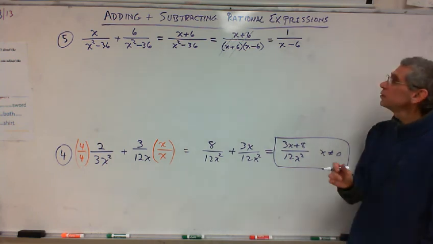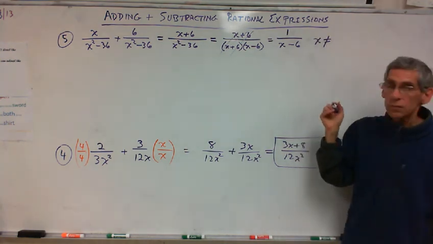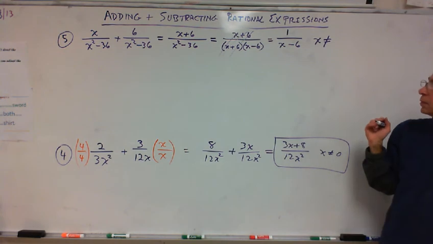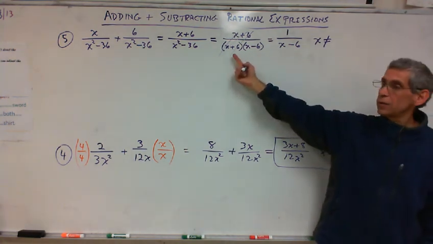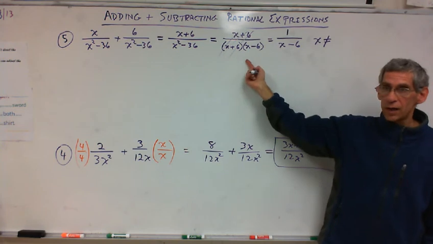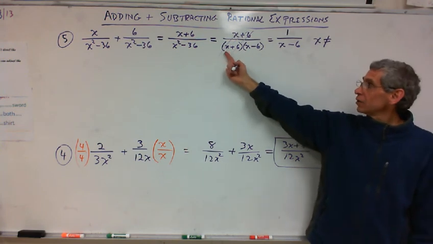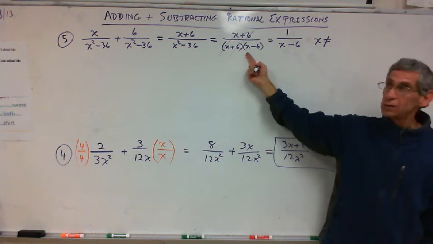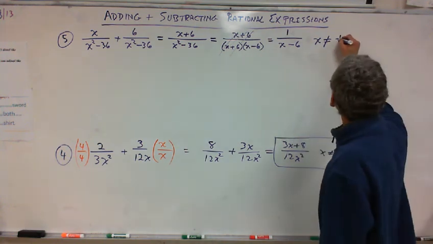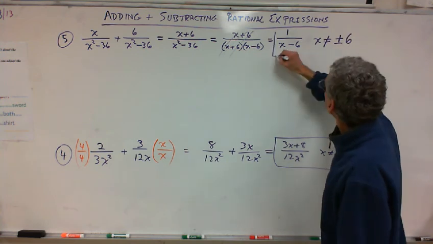Right? So I have to say, though, that x cannot equal, what is it? 6 or negative 6. Yeah, because you don't stop here. You go back to where you factored the denominator, which was x plus 6 times x minus 6. If x were negative 6, this would be 0. If x were positive 6, this would be 0. So x cannot equal plus or minus 6. So that's my answer.